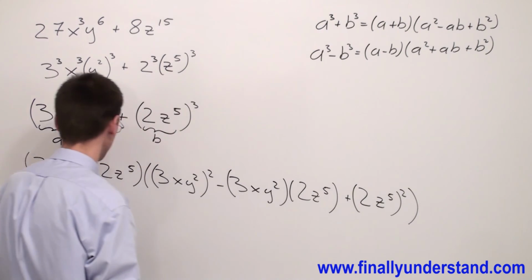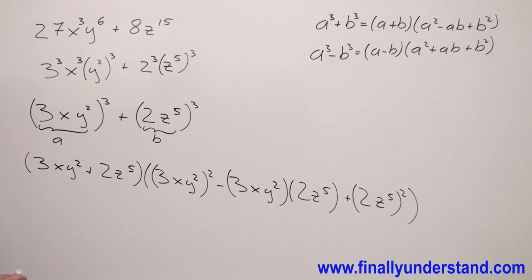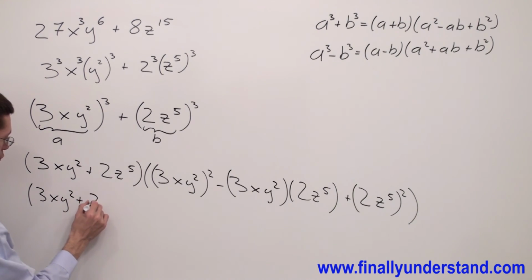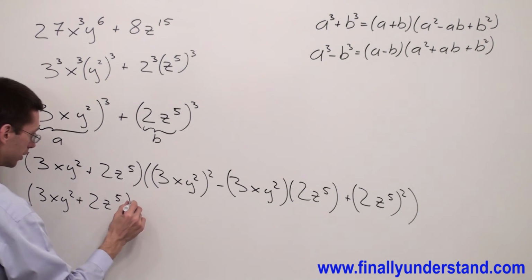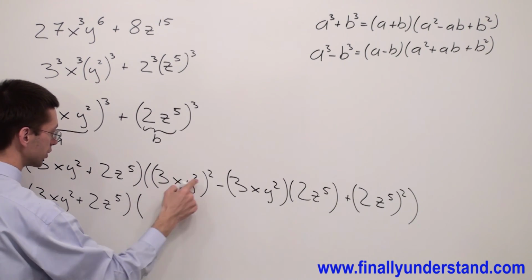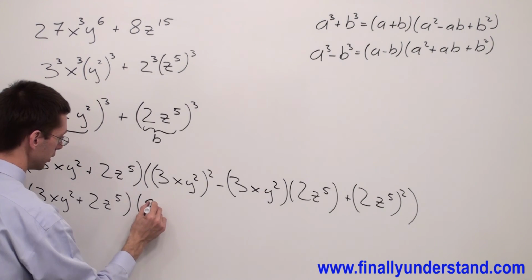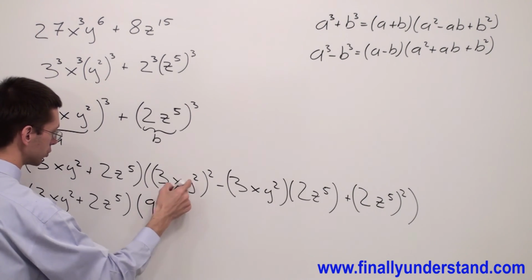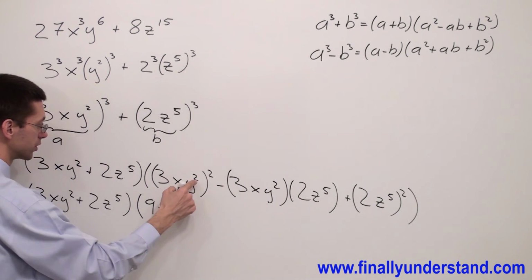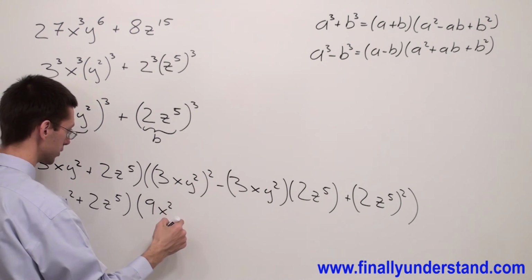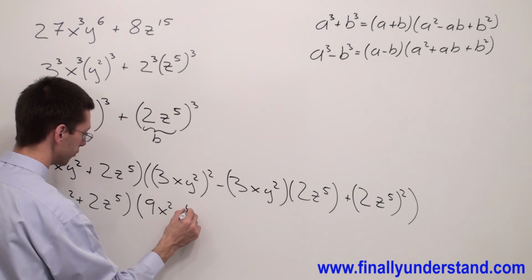Close parenthesis. Next, let's perform the operation with exponents and multiplication. I have 3xy squared plus 2z to the fifth, open parenthesis, 3 to the second power is equal 9, x to the second power is x squared, y to the second, and raised one more time to the second, it's going to be y to the fourth.